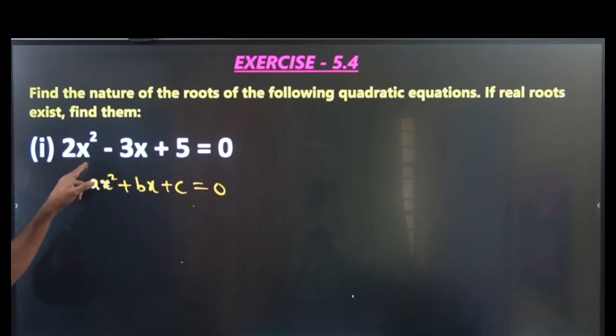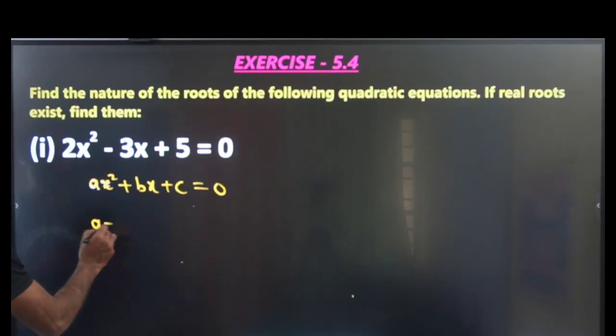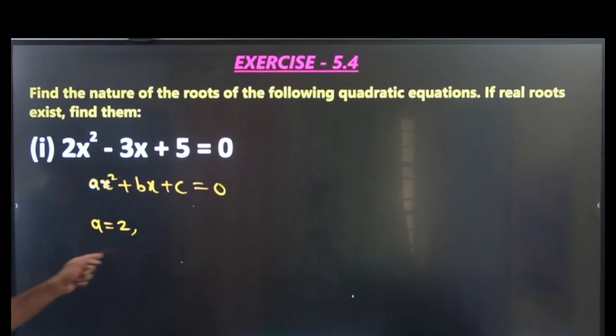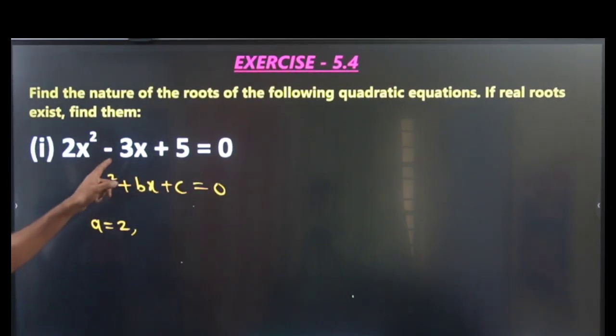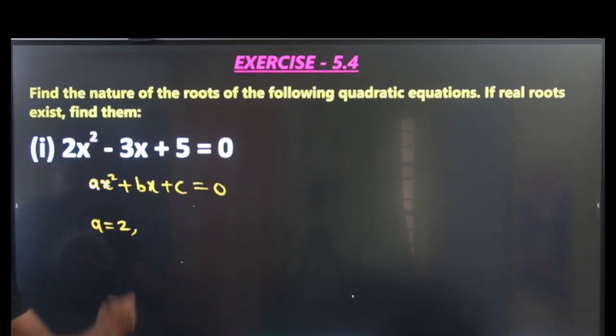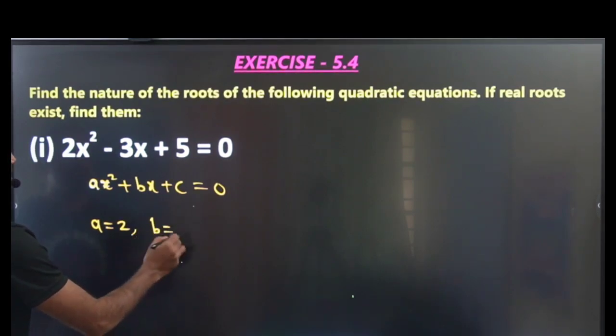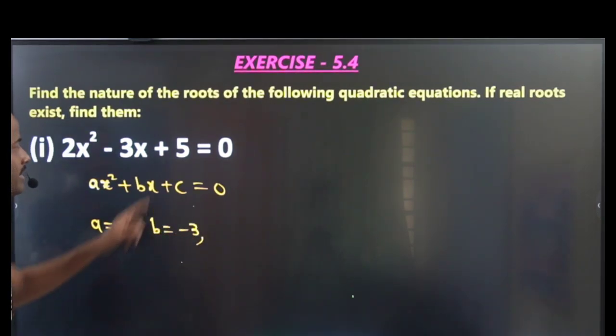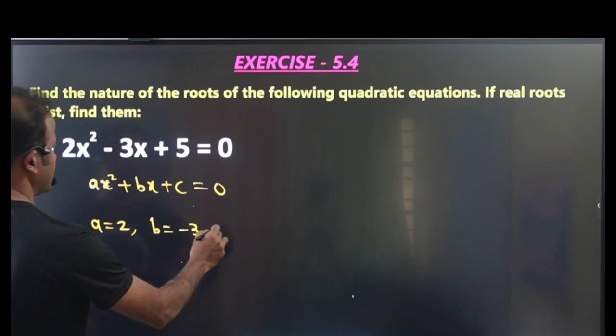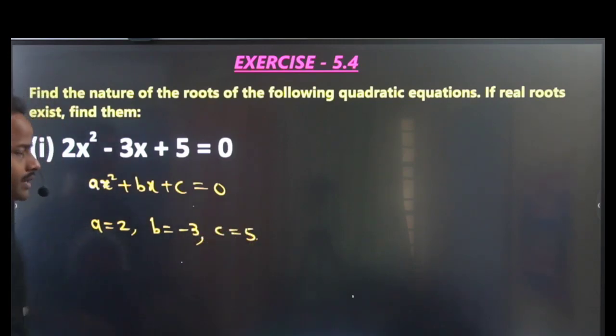What is the x square coefficient we have here? 2. Then the x square coefficient is a, so a is equal to 2. And what is the coefficient of x here? Minus 3. So b equal to minus 3. Here we have the constant term 5, so c equal to 5.